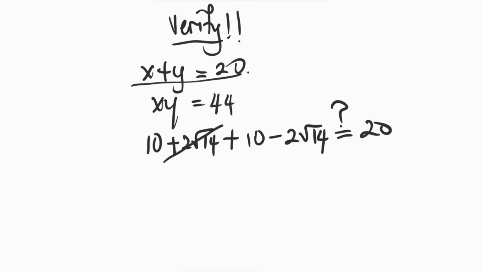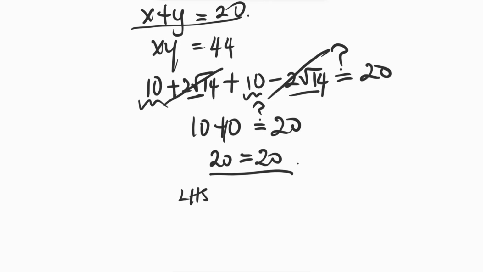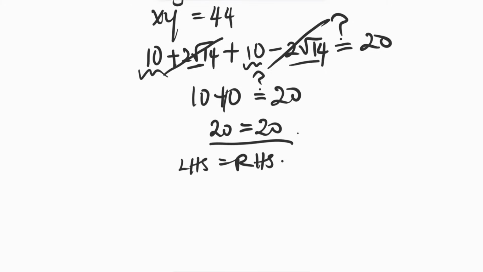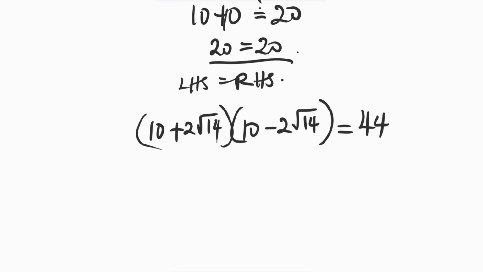Now we have plus 2 root 14 minus 2 root 14. Those two cancel out. And what we have left here is 10 plus 10. And 10 plus 10 is equal to 20. Left-hand side is equal to right-hand side. That's for equation 1. Equation 2. Now we plug in 10 plus 2 root 14 times 10 minus 2 root 14. Let's see if it'll be equal to 44.